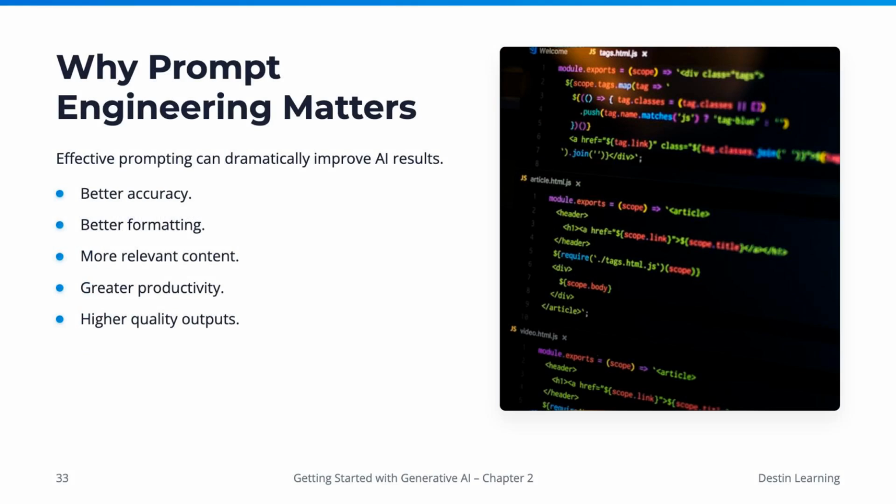Why does prompt engineering matter so much? Because effective prompting can dramatically improve your AI results across the board. It leads to better accuracy in the information generated. You'll achieve better formatting, ensuring the output aligns with your needs. It produces more relevant content, directly addressing your specific requirements. This all contributes to greater productivity, as you spend less time editing and refining. Ultimately, skilled prompt engineering consistently delivers higher quality outputs, making AI a truly invaluable asset.